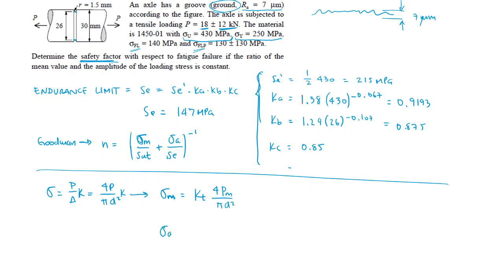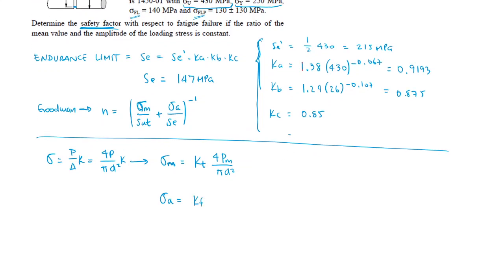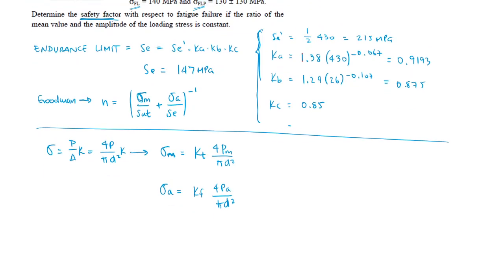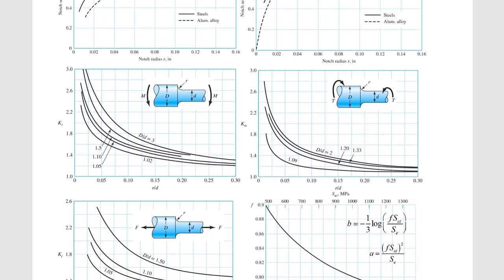And for sigma a, which is the alternating one, I will use KF, with P alternating over pi d squared. That's it. So I'm going to look those up, and to look those up, I need some diagrams. I'm not going to actually use the diagram, but something like that looks like this. Obviously, it's not under torsion, sorry, it's under a force, and of course, this is not the geometry.